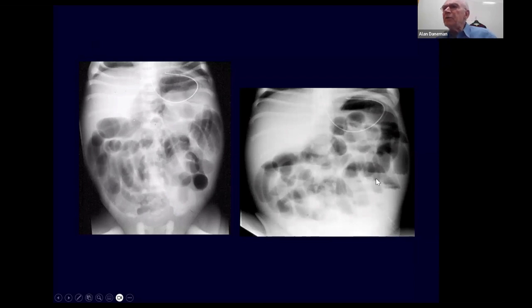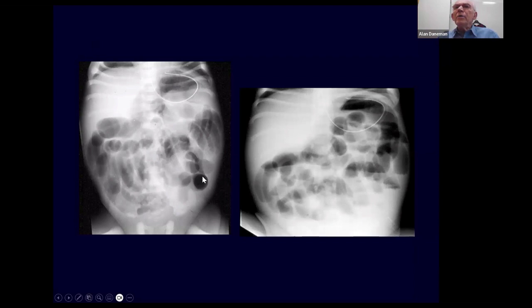And in the upright view, this is an old film with the baby actually upright, you can see there are sharp air fluid levels. Today, we wouldn't do an upright view like this. We just do a lateral shoot through, and you'd see the fluid levels as well.